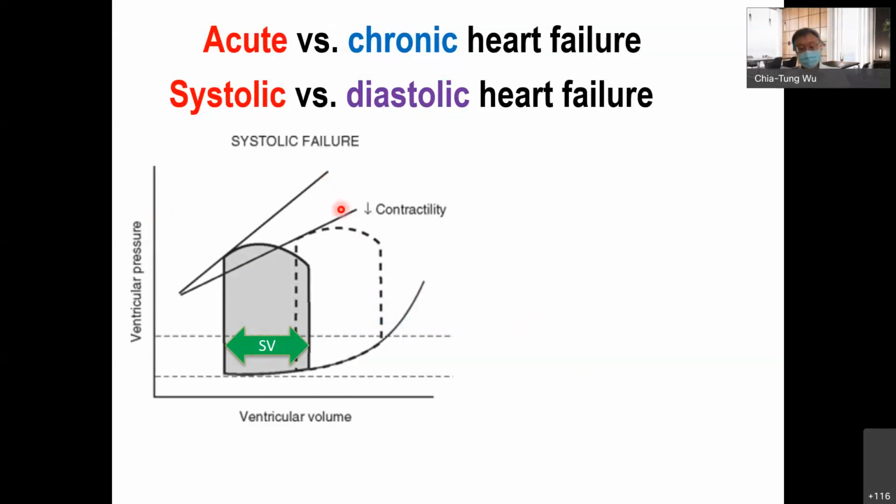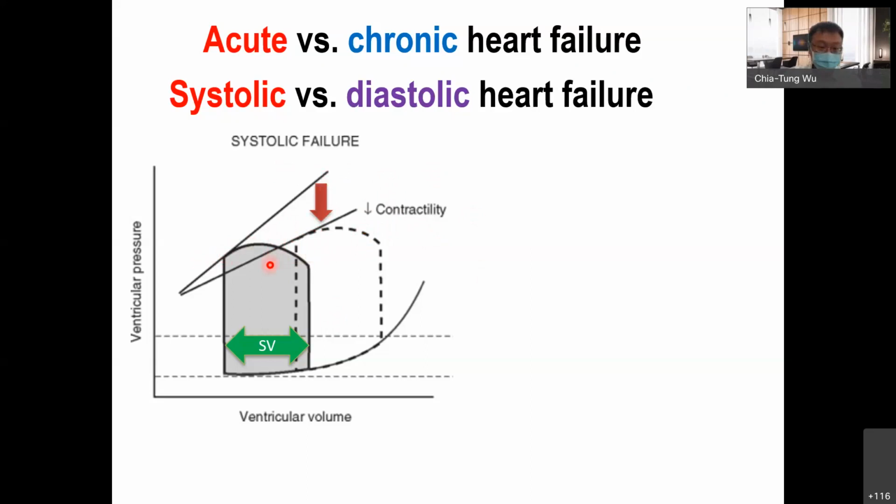Here, I will explain acute heart failure versus chronic heart failure. Acute heart failure means that we have a heart attack. Our left ventricular function decreases very fast, suddenly. So with acute heart failure, your preload and afterload do not change a lot, but your contractility decreases rapidly. Because of the slope change, your aortic valve will close at this spot instead of this spot.